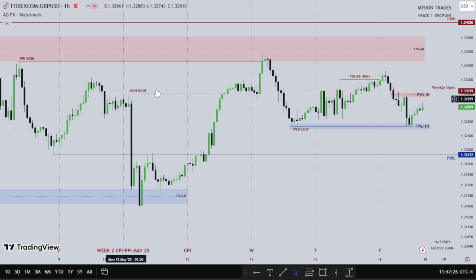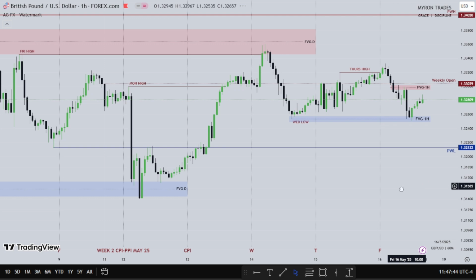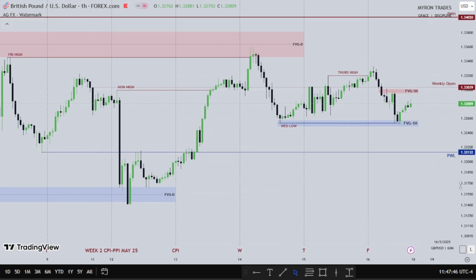Wednesday takes out Friday's high, found resistance inside the daily fair value gap, trades lower. Look at Thursday, it was consolidative. Then we have Friday, trades lower, takes out both Thursday's low and Wednesday's low. Then we close the week. So that's about that for the pound.